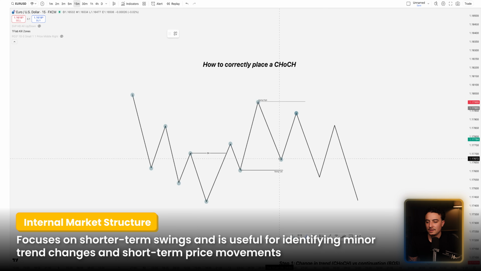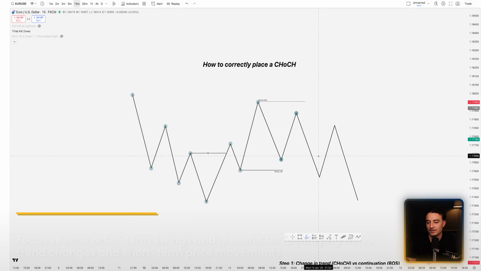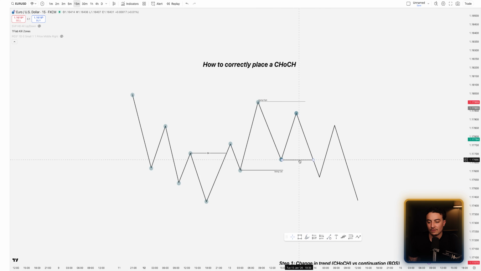These are our swing points. These are internal. The trend right now is still bullish, okay? This is internal structure. Some people would place this as the change of character, okay? But that would be wrong. That wouldn't be a correct change of character. The change of character is when the trend changes from bullish to bearish.